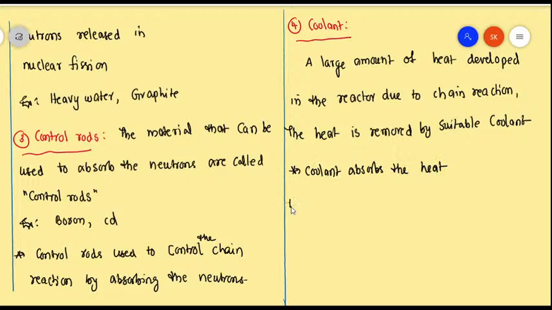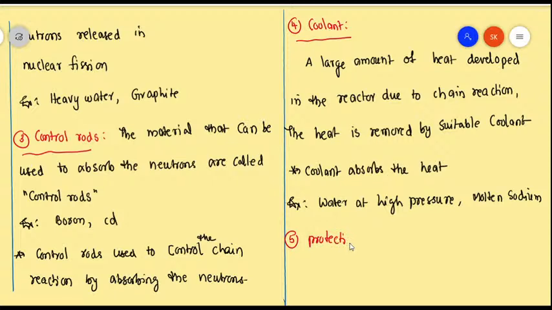Which material will we use as coolant? Very simple. Water at a high pressure. And one more, molten sodium, can be used as coolant. Then what is the next part, the last part? Protective shielding. Once again I will explain all the parts one time only.